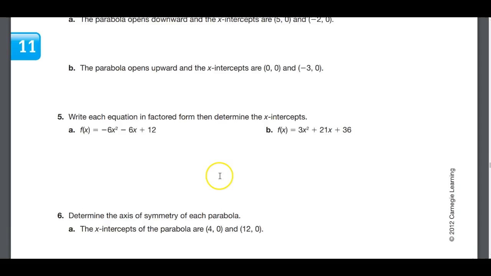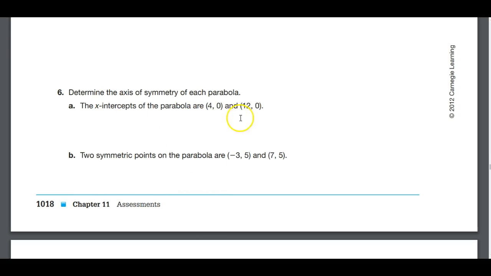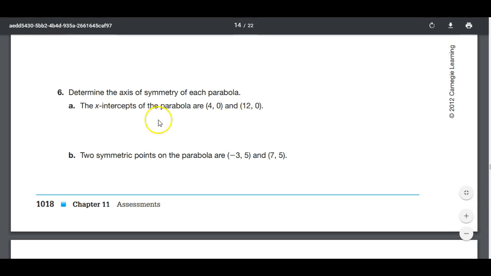Now it says determine the axis of symmetry for each parabola. The x-intercepts are at 4 and 12, so I know it's right in between those. I can add those numbers together: 4 and 12 is 16. Divide it in half and I get 8. So this axis of symmetry will be when x is equal to 8.